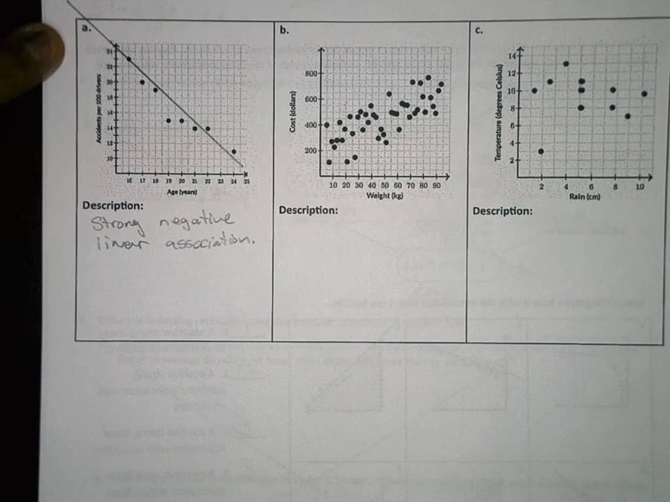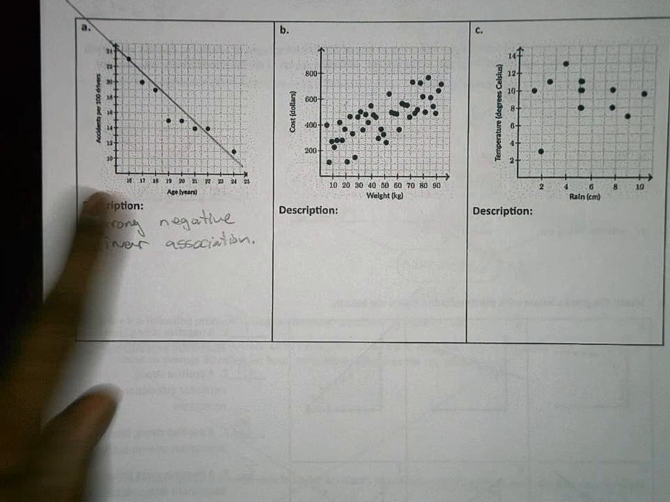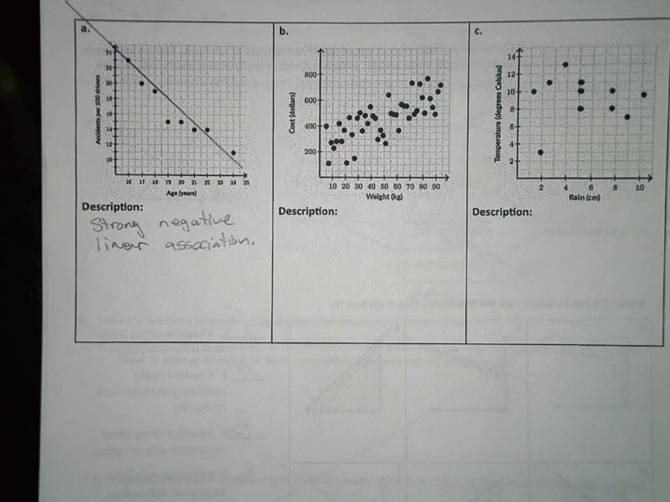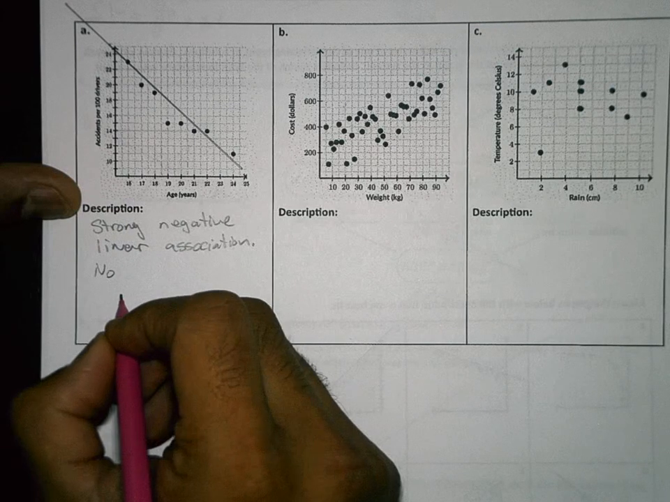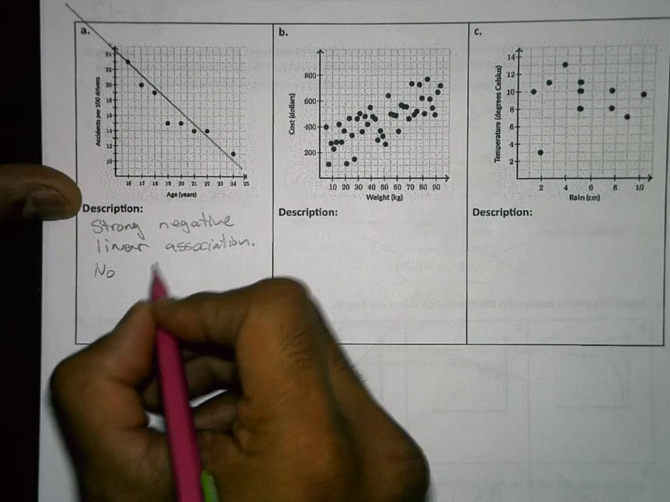Right, because it's negative because it's going down as we look at it from left to right. As the x's get bigger, the y's are getting smaller, and they're pretty tight to the line, okay? And I would say no outliers, right?